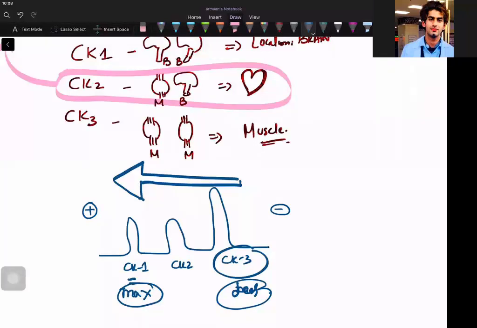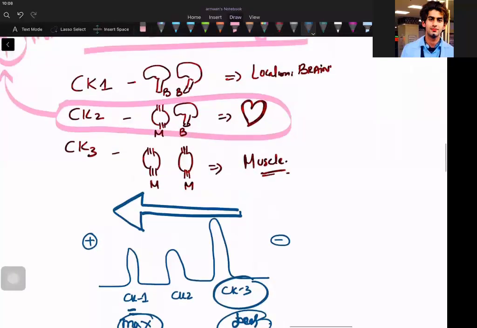Understood? Okay. So what is the predominance of CKBB? CKBB can be present in brain, smooth muscle, and lung. For your sake, I want you to remember brain, because you can't remember everything. So brain, smooth muscle and lungs. CKMB, cardiac muscle. CKMM, skeletal muscle.